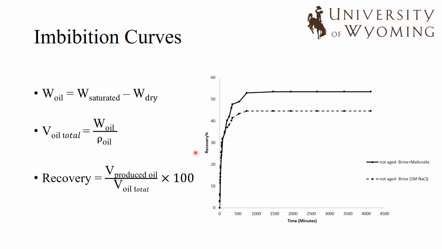So how do we get the recovery percentage? We only know the volume of oil produced, right? So the recovery is equal to the volume of oil produced divided by the total volume of oil. I know the volume of oil produced at each point in time, but how do I get the total volume of oil that was inside the core? The total volume of oil is going to be mass over density. So how do we get the mass of that oil? As we have repeated several times in the lab, this mass is going to be the weight of the core completely saturated with oil minus the dry weight of the core. And this way we can get the recovery versus time.